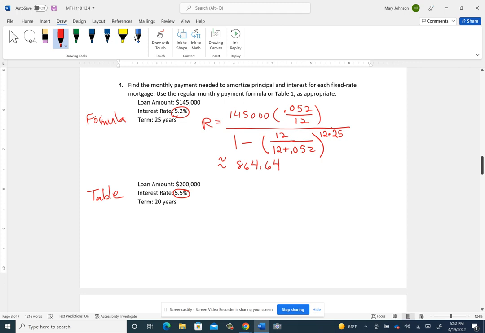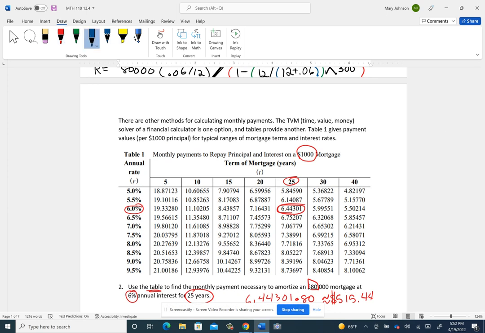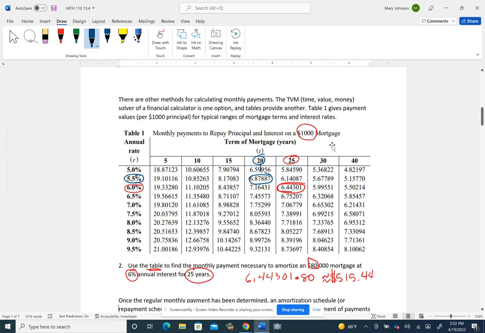But luckily on the next one, I can use the table. I need to look for 20 years and 5.5 in that table. So I'm going to go back to the table. I'm going to look for 5.5. Let me change colors here. 5.5 and 20, right? So I'm looking for 5.5 and 20. So that's 6.87887.